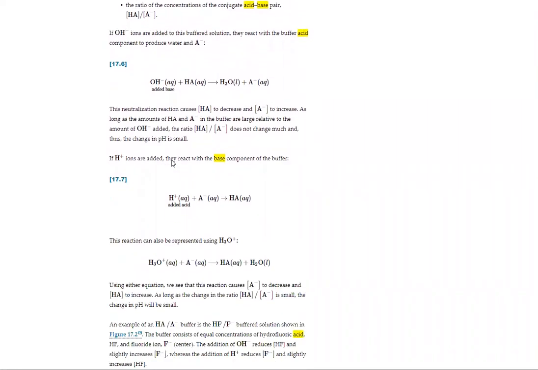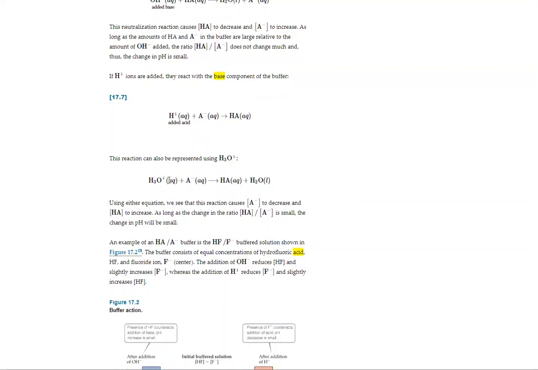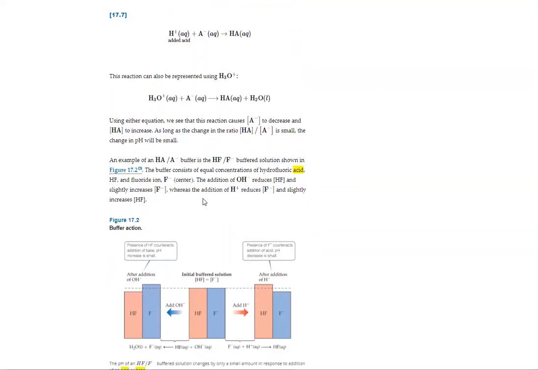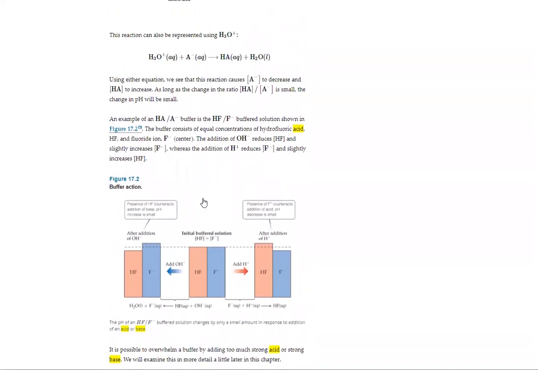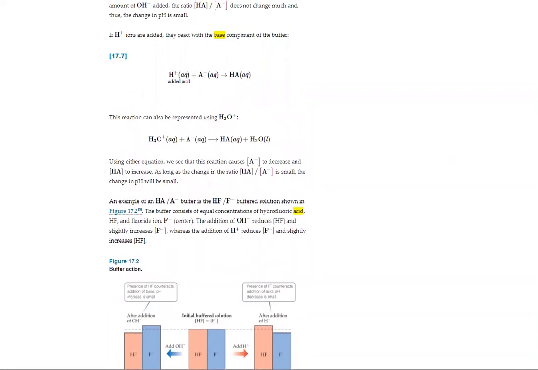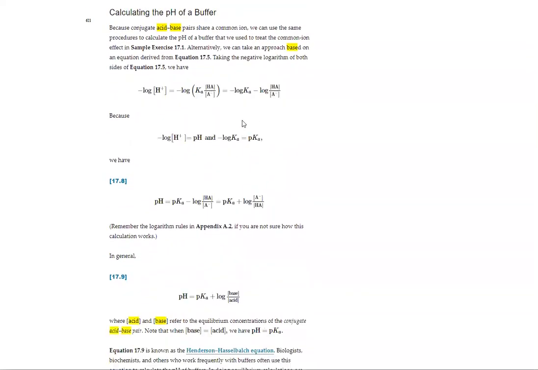So this is just going into detail on what I said, where if you're adding an acid or a base, it's going to get neutralized by the conjugate acid-base pair. Again, that's a complicated way of explaining what I just talked about. Calculating the pH of a buffer. So this is a good equation to know.